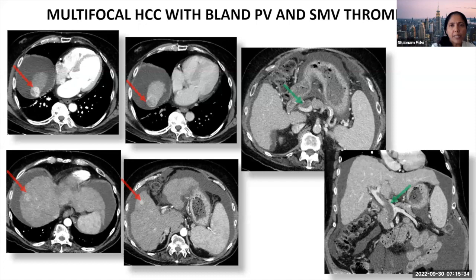I'm now going to show you some examples of bland and tumor thrombus. Again, these are axial images and then a single coronal image. These are the arterial phase and the portal venous phase. The red arrows show multifocal hepatocellular carcinoma, and the green arrows on the axial and coronal images show bland non-occlusive thrombus within the proximal SMV, which is extending into the intrahepatic portal vein.